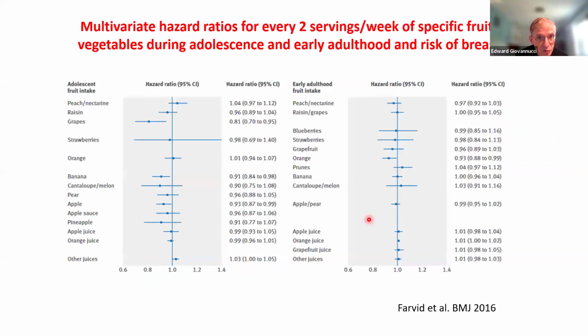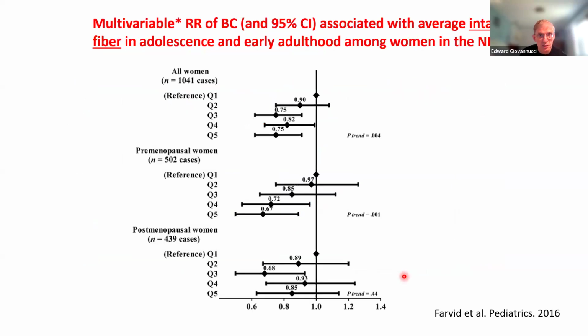Another thing is fruits. This is various fruits, and we see that a number of them, including, for example, grapes, bananas, apples, some are suggestive that are associated with reduced risk of breast cancer. But early adulthood fruit intake is very null. So fruit seems to be protective, but only the fruit consumed during adolescence. Even early in adulthood, once you get beyond age 20 or so, it doesn't seem to show much.